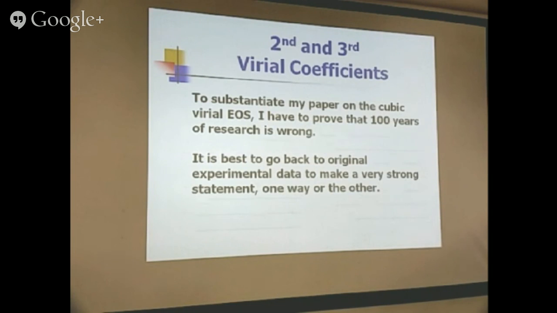To substantiate my paper on the cubic virial equation, I have to prove that 100 years of research is wrong. So the best way is to go back to the original data and see how these data were derived. It's better to go back to original experimental data to make a very strong statement, one way or the other.